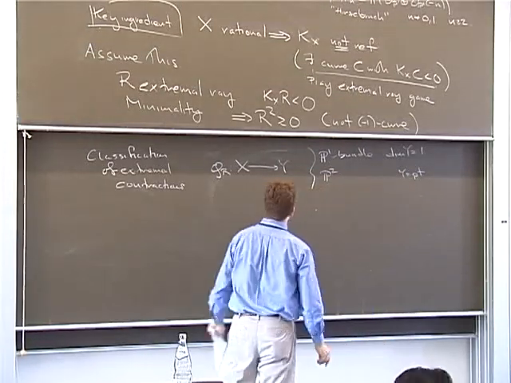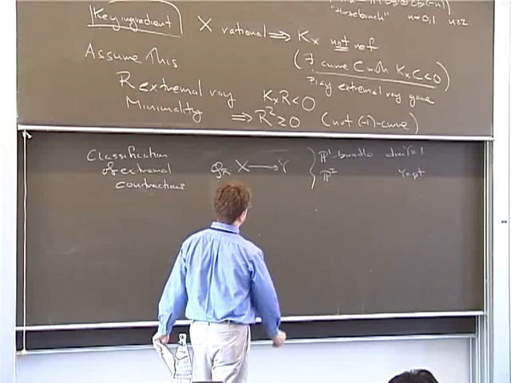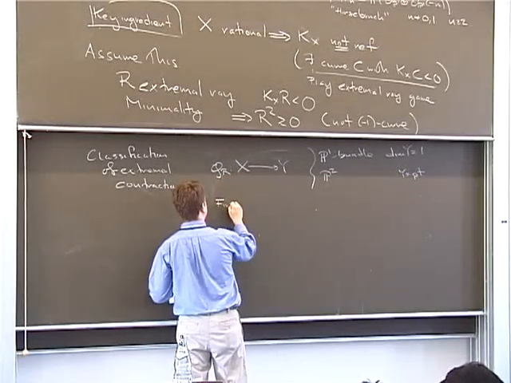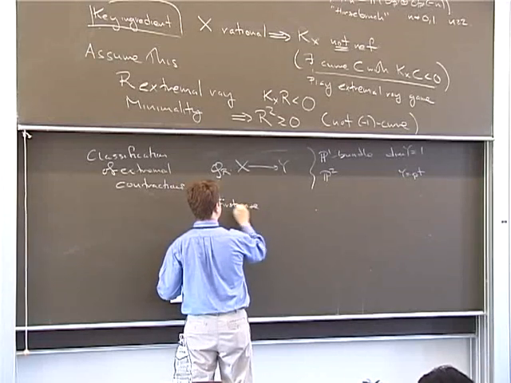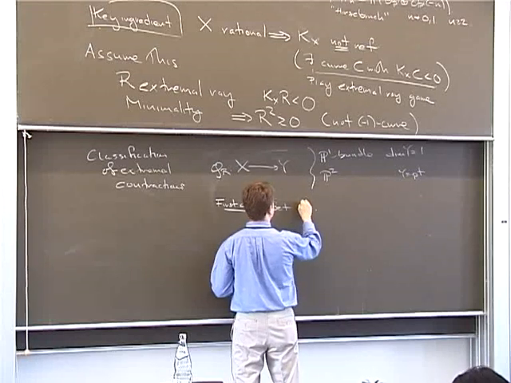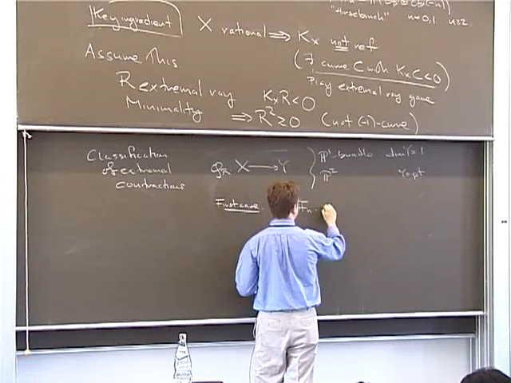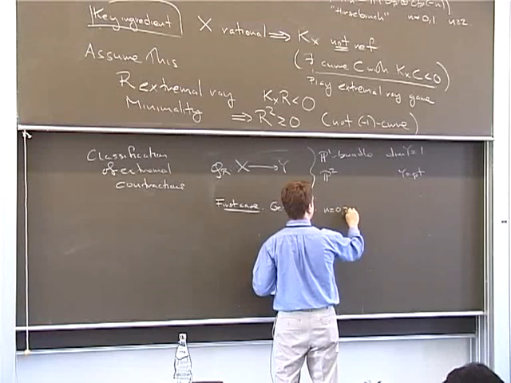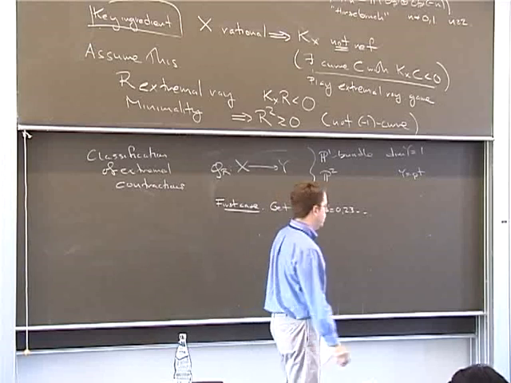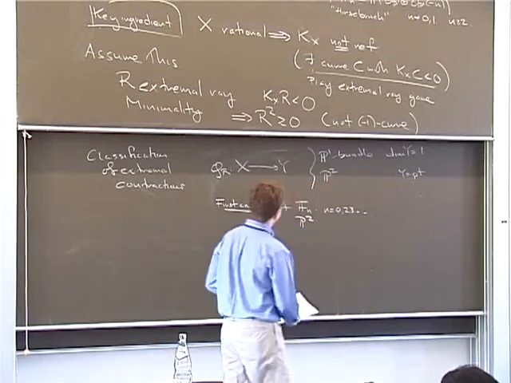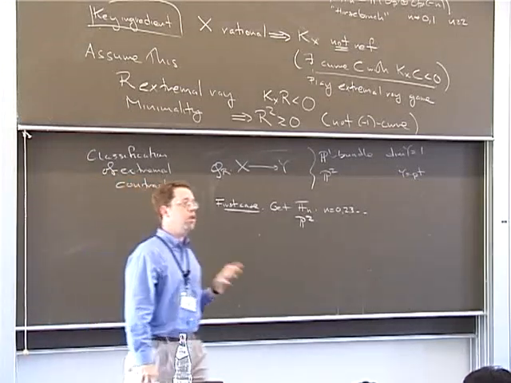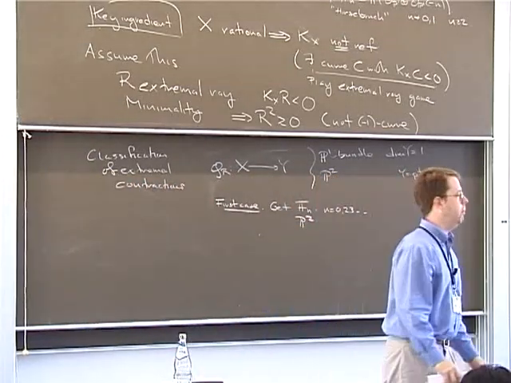So if we have a P1 bundle, then in the first case, we get the Fn's for n equals 0, 2, 3, etc. And in the second case, we get P2. So this is the outline. It uses the analysis of the extremal contractions that we sketched out last time.